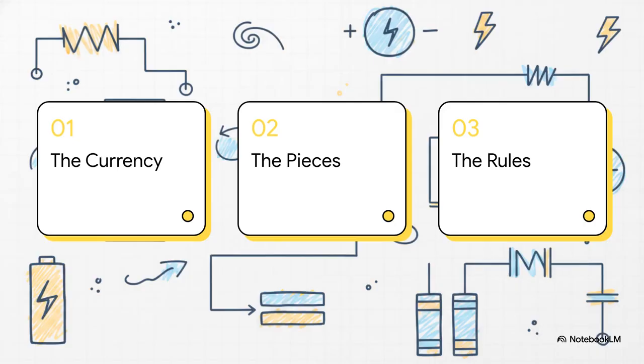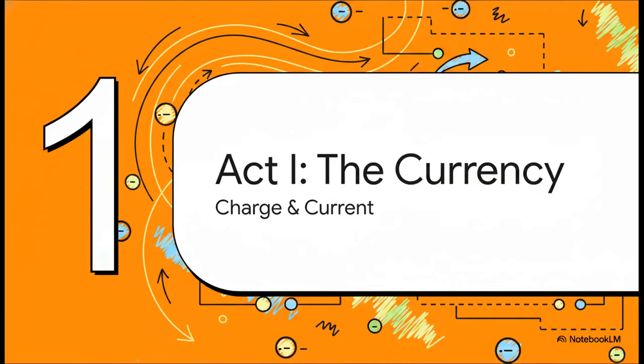To keep things from getting overwhelming, we're going to look at circuits like a board game. First, we'll figure out our currency, charge and current. Second, we'll meet the playing pieces on the board. And third, we'll learn the unbreakable rules of the game. All right, Act 1, the currency.